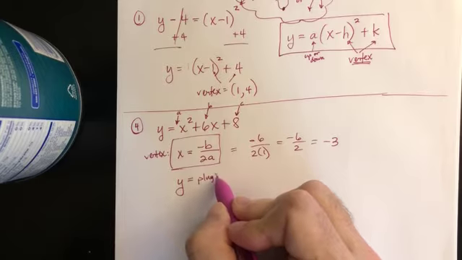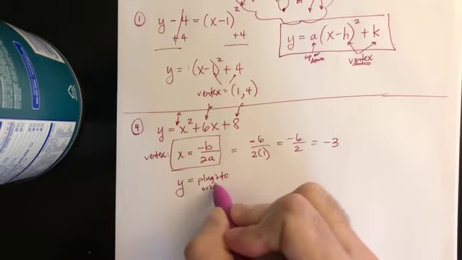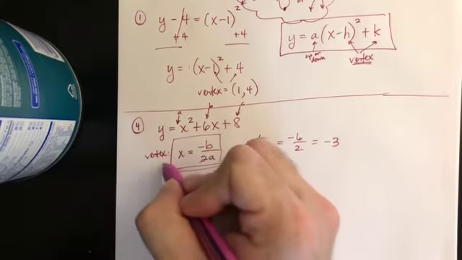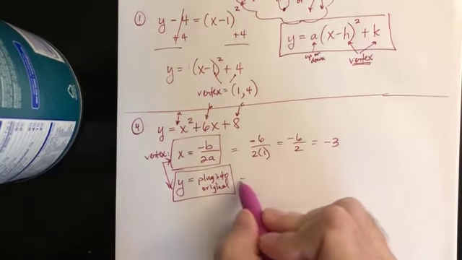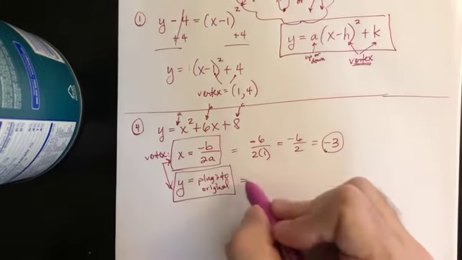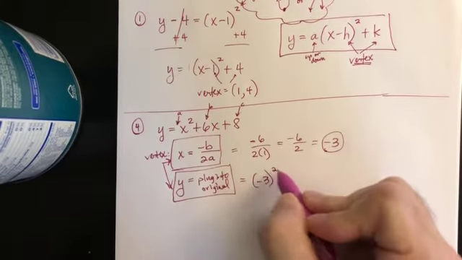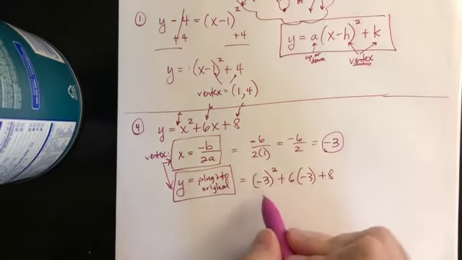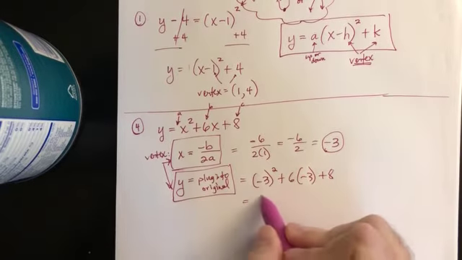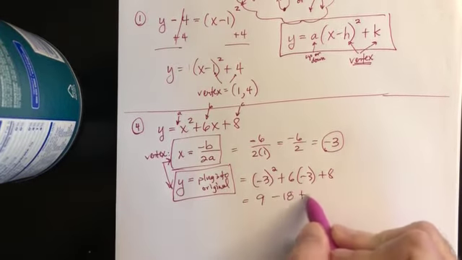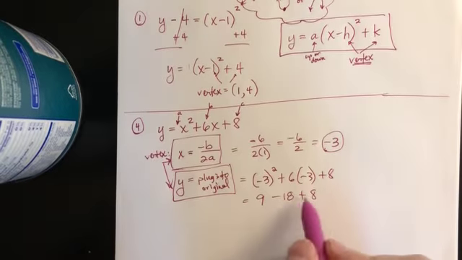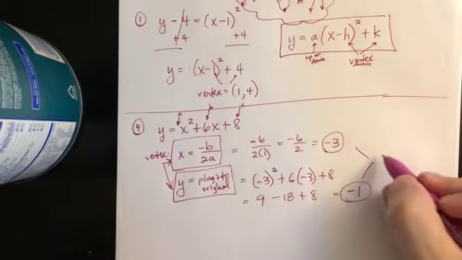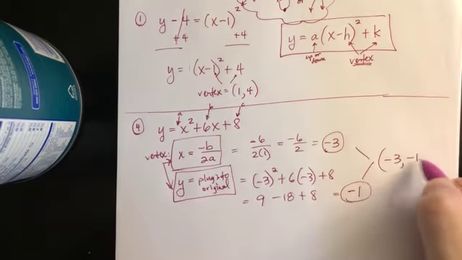Okay, now to get the y, we plug it in. Plug into original. And this is still with the vertex too. So all we have to do is say, okay, negative 3 plugs into the original thing by squaring it and then multiplying it by 6 and then adding 8. And let's see, that's 9. This is negative 18. This is positive 8. That's negative 9. Negative 9 plus 8 is negative 1. So the x and y are the vertex, and they will form an ordered pair, negative 3, negative 1. Right?